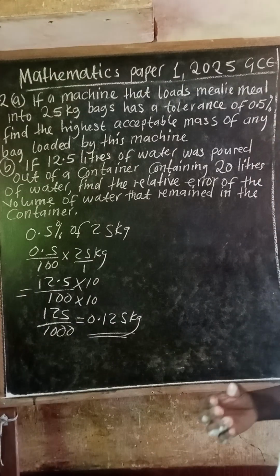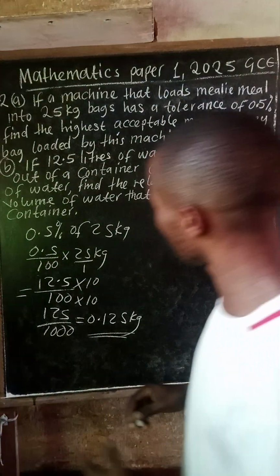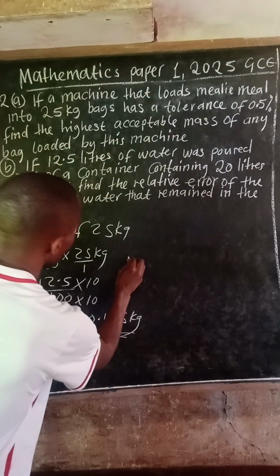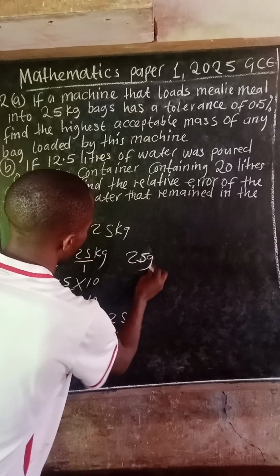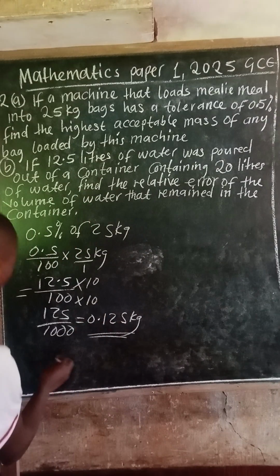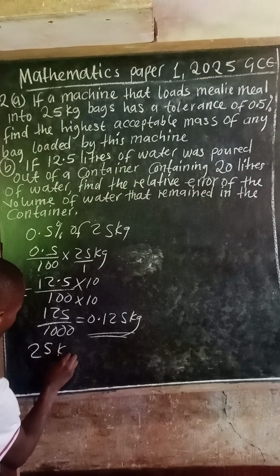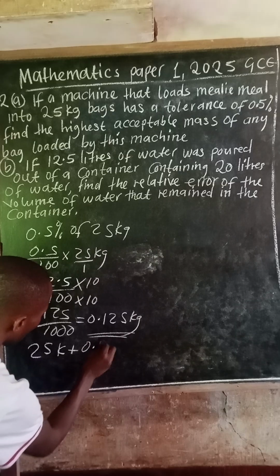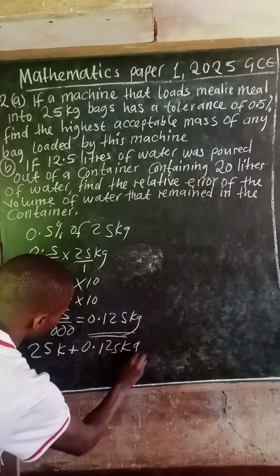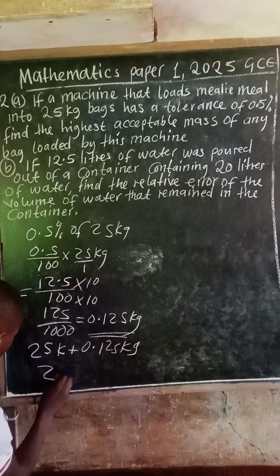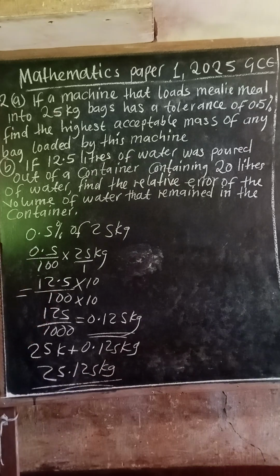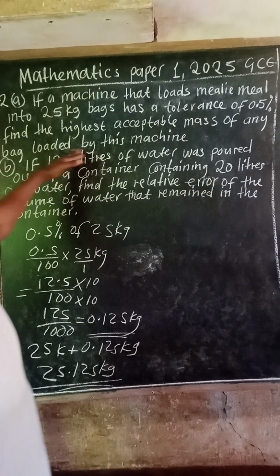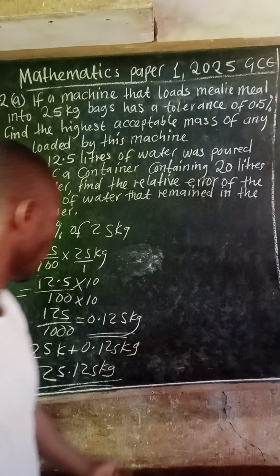So for the highest, it means you have to add. The true value that we have there, which is 25 kg, let me write it down. So 25 kg plus 0.125 kg. This is the highest, which is 25.125 kg. So the highest acceptable mass of any bag loaded by this machine is 25.125.